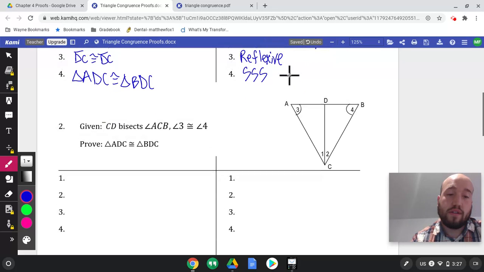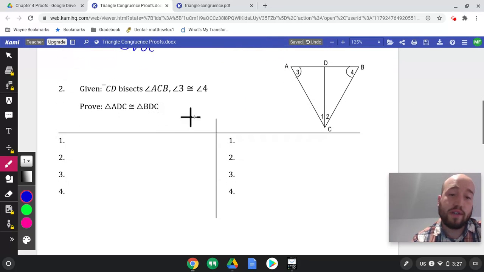All right, so let's take a look at the next one. Once again, we're always going to start off the same. Start with your given. So we got two things given to us. We know that segment CD bisects angle ACB.